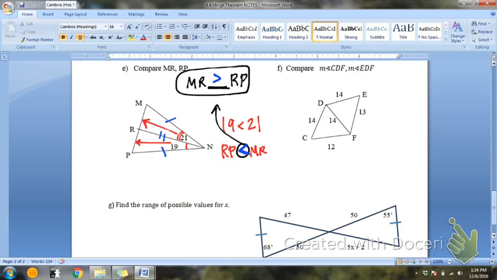So we're going to do the same thing on letter F. It says compare the measure of angles CDF. So let's mark CDF. CDF is up here, comparing that angle to EDF, which is here. If we want to compare the angles, we need to look at the sides. We still mark sides congruent, like you were saying, Emily. So let's mark this 14 with this 14 and that 14. All those 14s are the same.